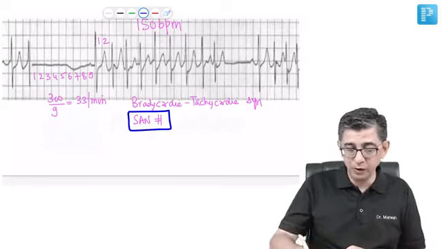So for management of this patient, because at a heart rate of 33 there can be possible syncopal attacks, a pacemaker would be required in these patients.